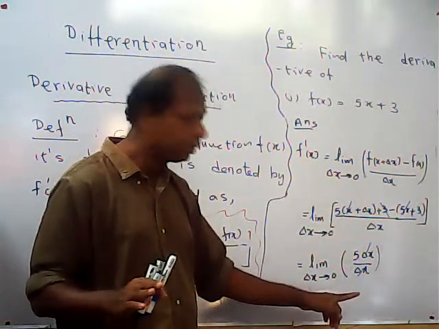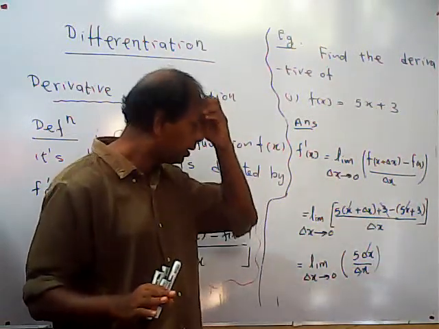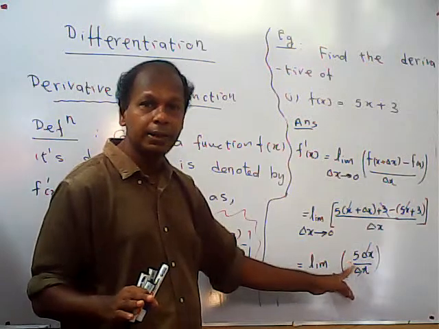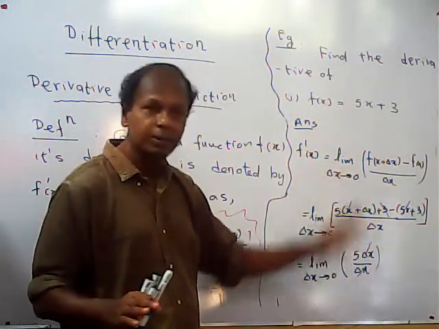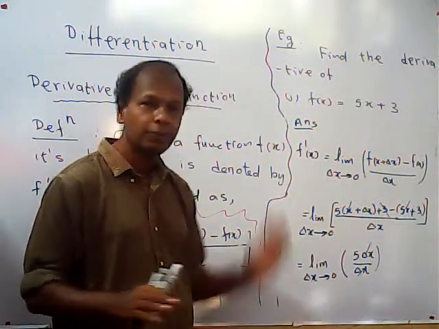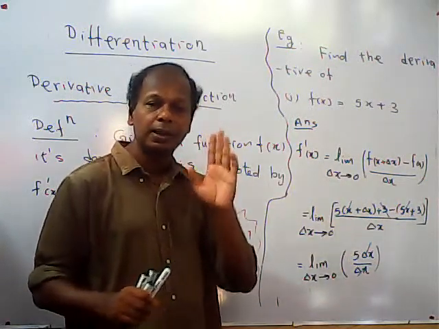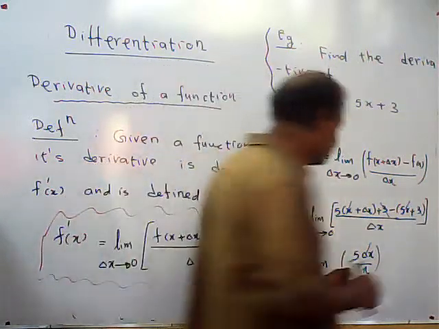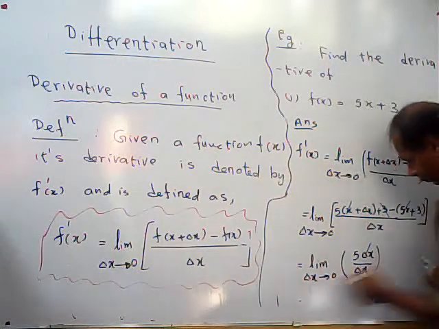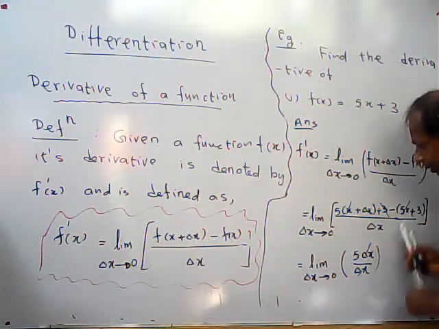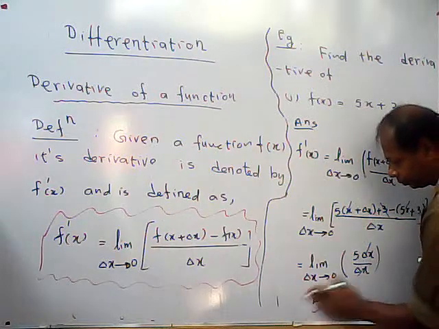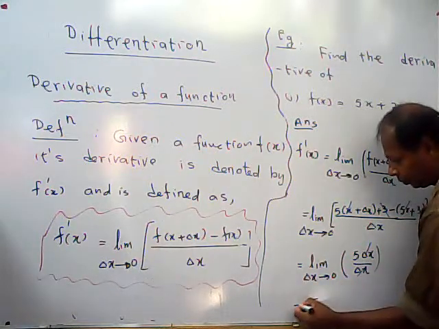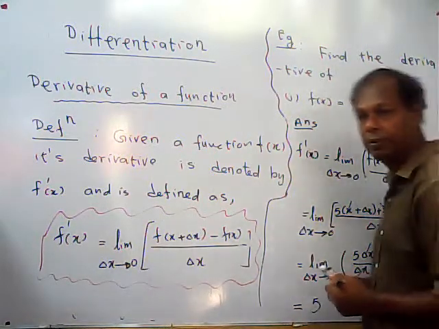Now you can take the limit. Wherever delta x goes, it will stay at 5 because delta x disappears. So when you take the limit, that will give just 5. So it is 5, and this is the derivative. So it's equal to 5.